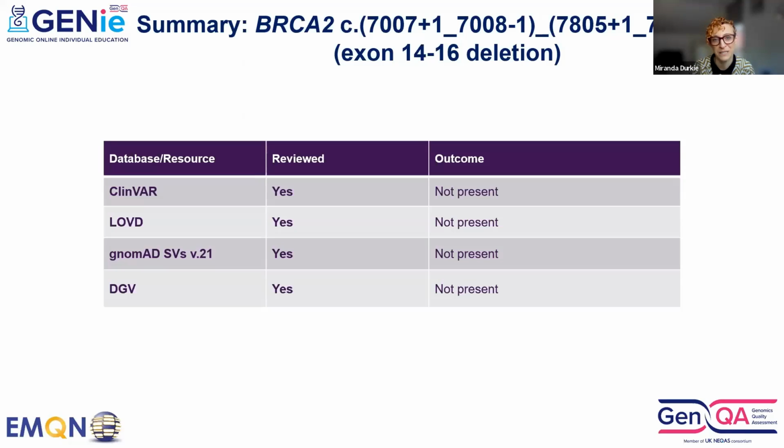those exact breakpoints in there. And then, of course, some people just use the words exon 14 to 16 deletion. So these types of variants are very, very hard to look up on these databases. So it may be that there are some there, but with alternative nomenclature. Next slide, please.